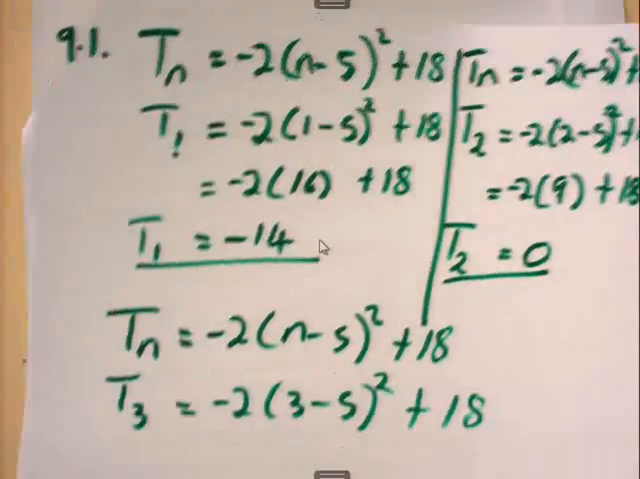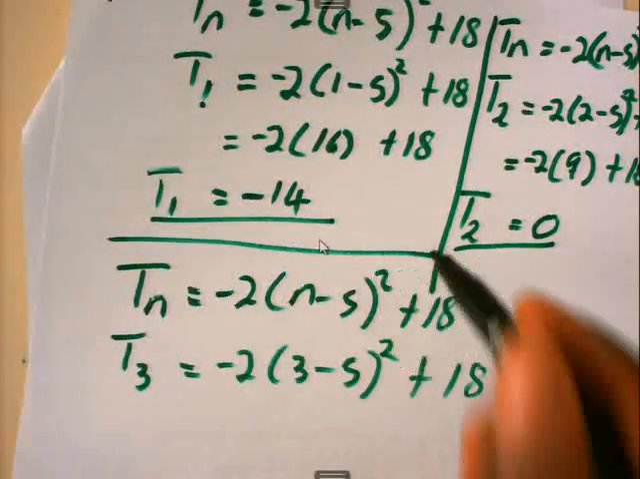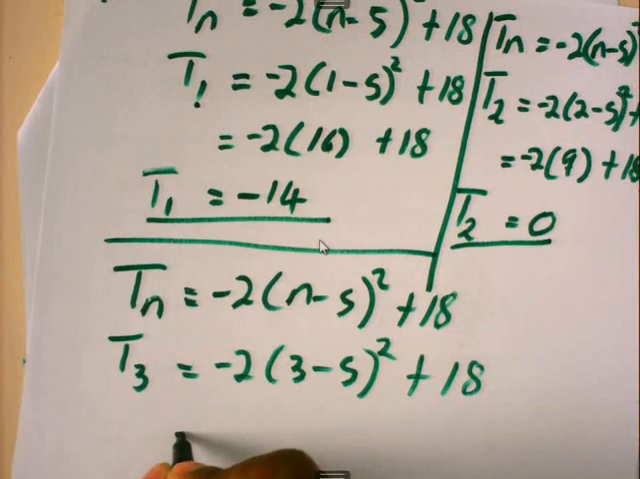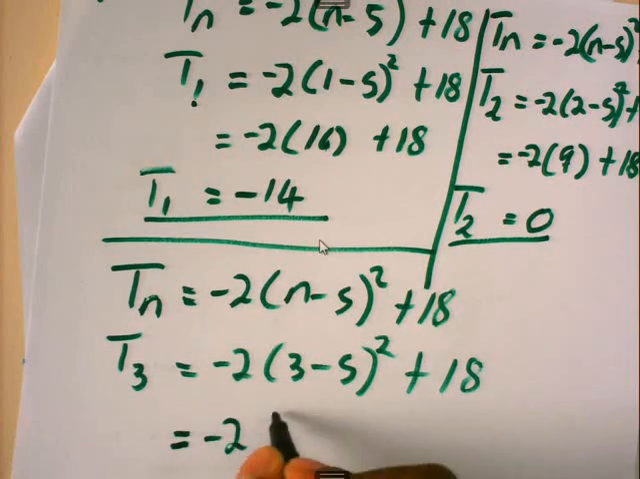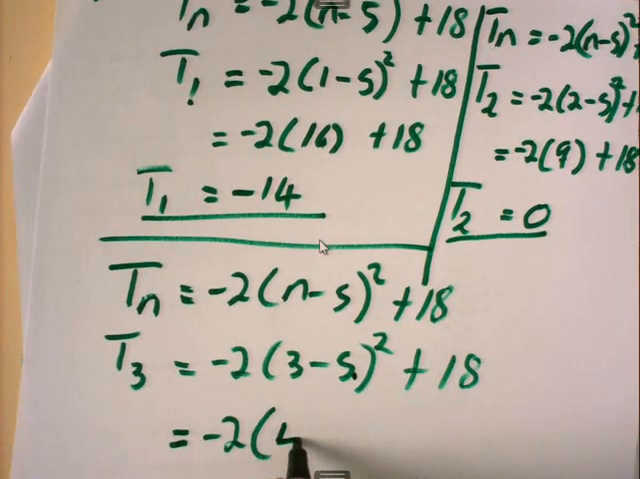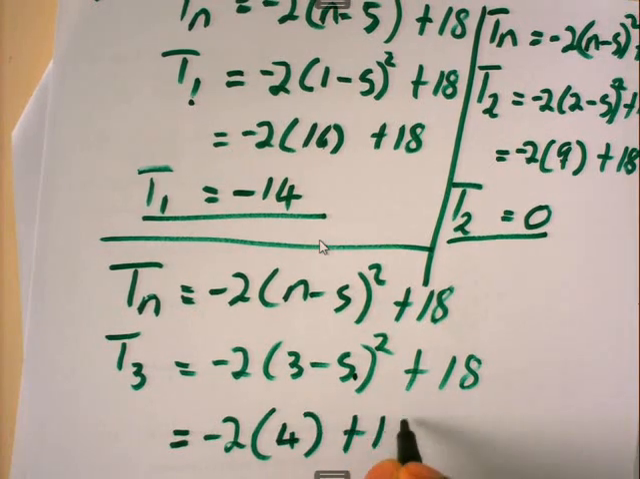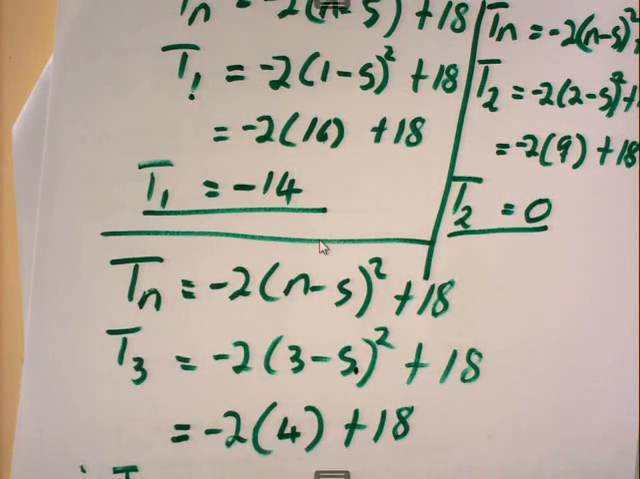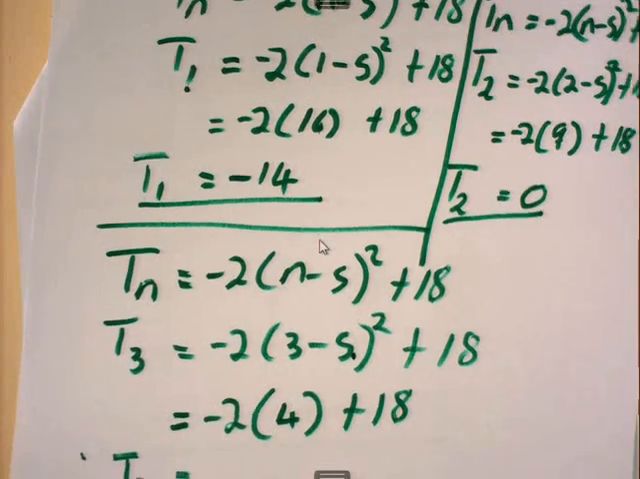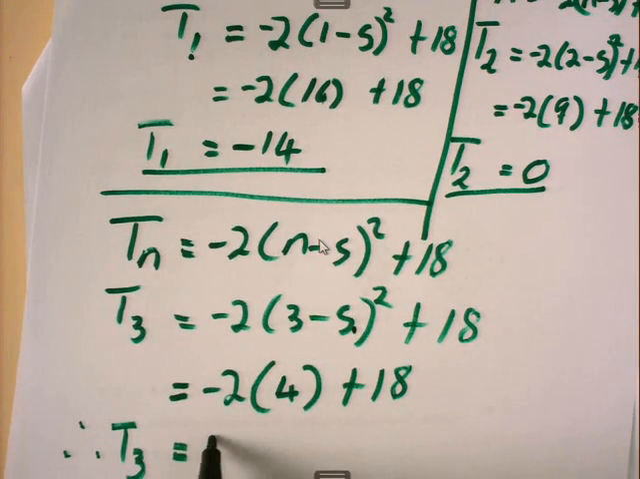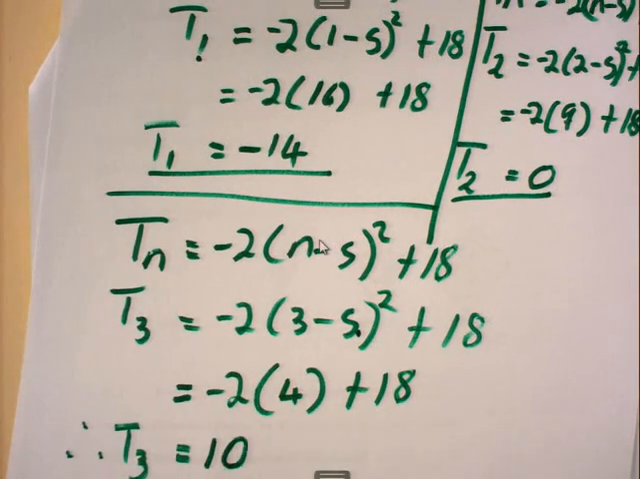What we did was to substitute the value of n by 3. Let's simplify it. 3 minus 5 gives you negative 2. When you square it, it's 4, plus 18. Therefore, our third term is equal to minus 2 multiplied by 4, which is negative 8. Negative 8 plus 18 will then give you positive 10.